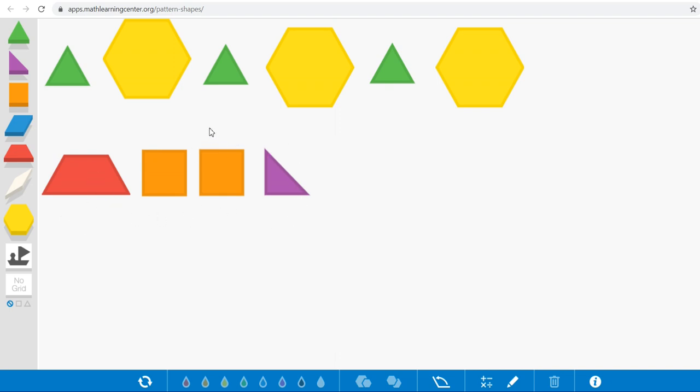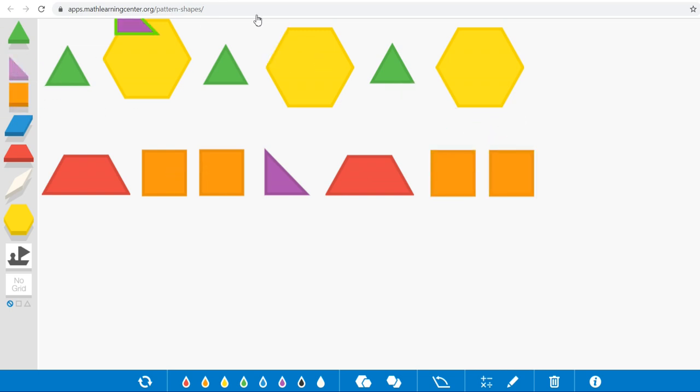So I'm going to start back at the beginning, and I need another red trapezoid. Okay, and then I need an orange square, and then another orange square, and then a purple right triangle. So we have A, B, B, C. A, B, B, C. So what would we need next? What shape would we need? Or what color? We would need a red trapezoid.